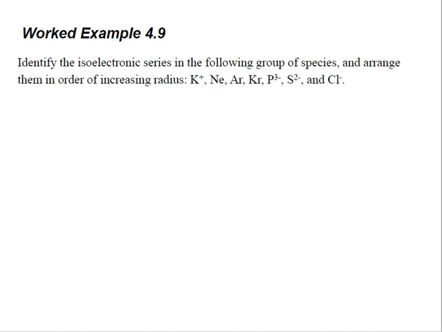Ninth example. Identify the isoelectronic series in the following group of species and arrange them in order of increasing radius, so going from smallest to largest. The ones they have here are potassium cation, neon, argon, krypton, a phosphorus -3, sulfur -2, and chlorine. This would be phosphide, sulfide, and chloride.